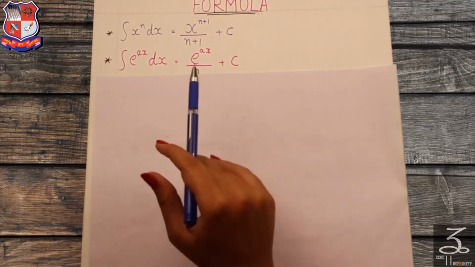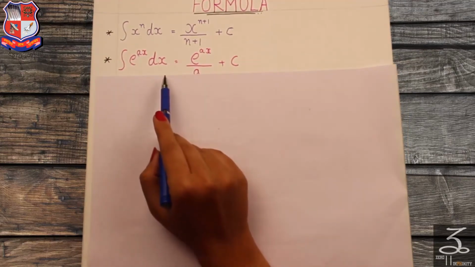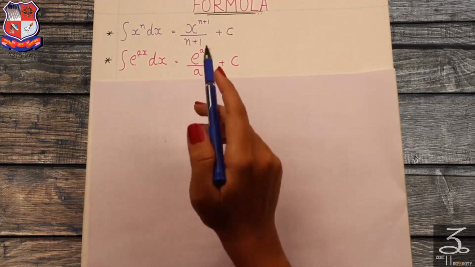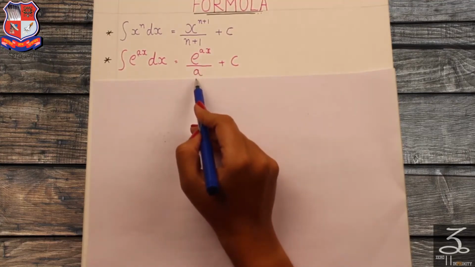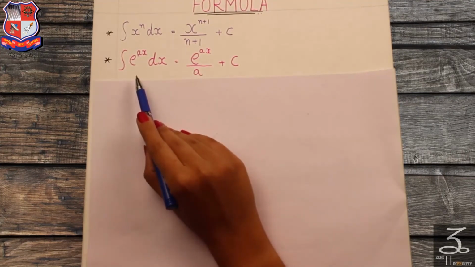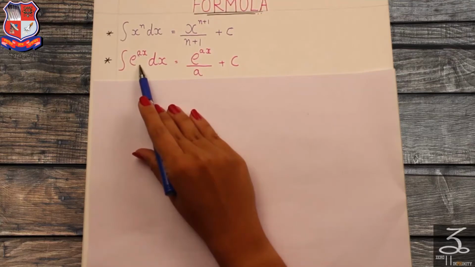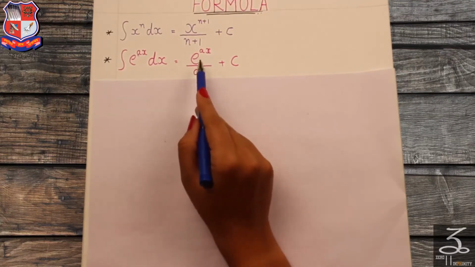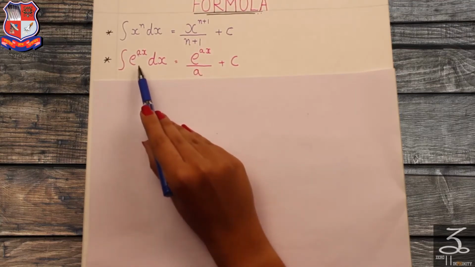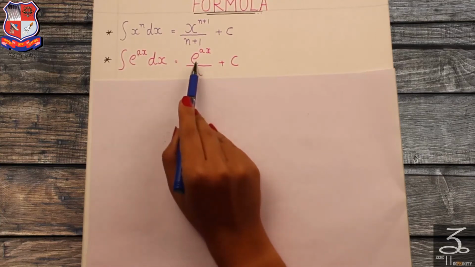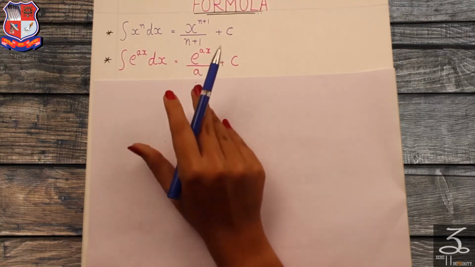Our next formula is integration of e raised to ax dx, that is equal to e raised to ax by a. That means integration of any exponential function is the exponential function itself, divided by the coefficient of that exponential function. So the integration of e raised to ax into dx is e raised to ax by a.